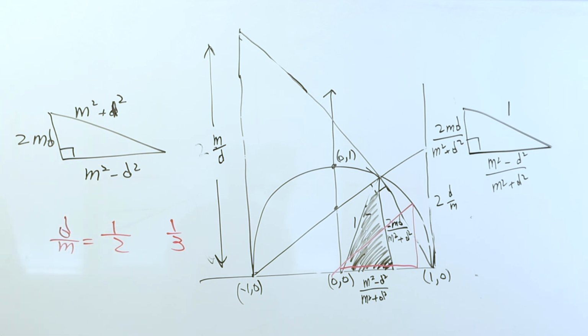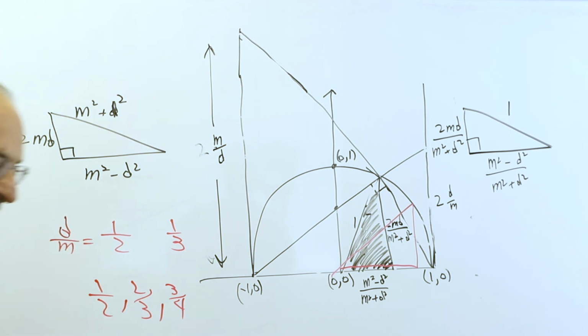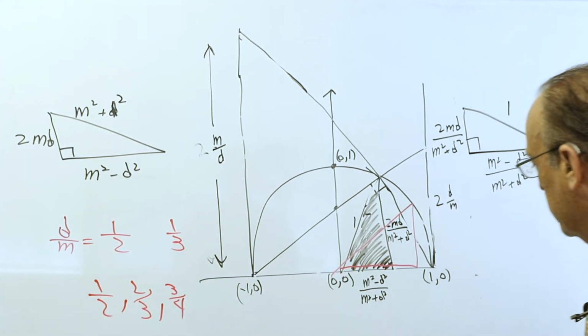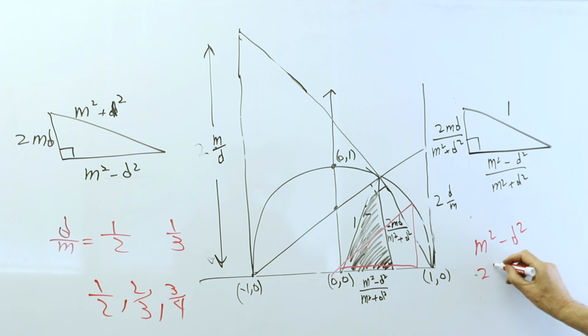So we'll be using things like 1 over 2, one's even, one's odd, or 2 over 3, opposite parity, or 3 over 4. And again, if this is in lowest terms, we're going to be getting different Pythagorean triangles. So again, let me use 1 over 2. So if I go m squared minus d squared and 2md and m squared plus d squared, I'm going to get a Pythagorean triangle.